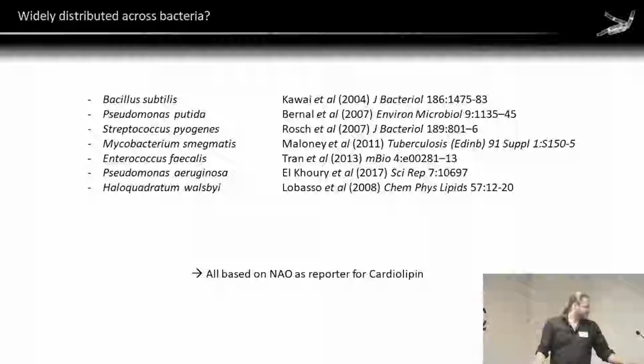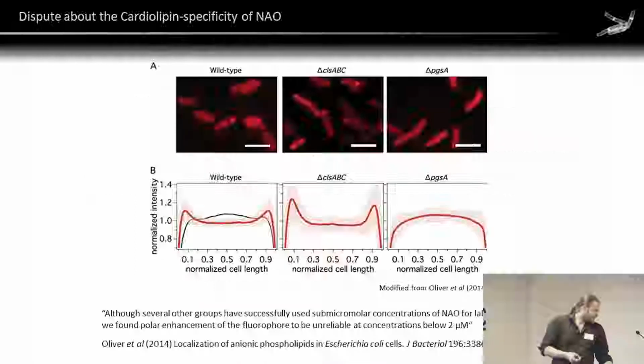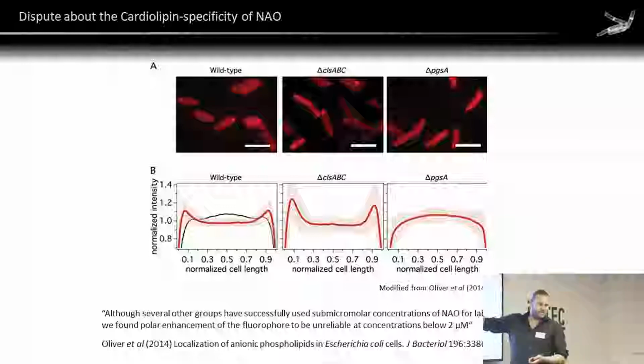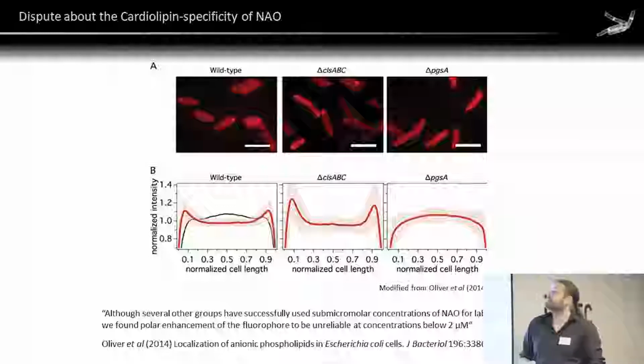But what is important to keep in mind is that in all of these, it's just based on NAO as a staining. These polar minicell experiments have never been repeated in any other organisms. So in 2014 came a bit of a question, from the group of Doug Weibel, where they showed that while we see these polar domains in wild type, they also see them in a strain that doesn't have cardiolipin at all.